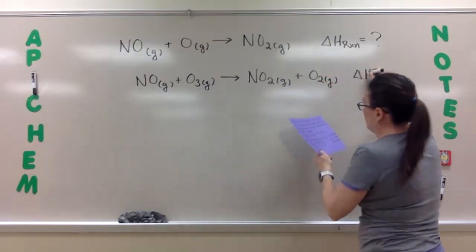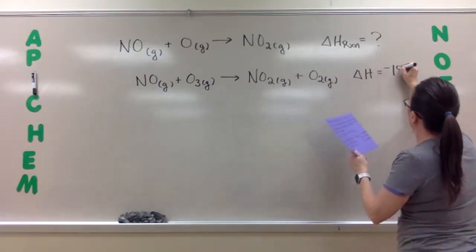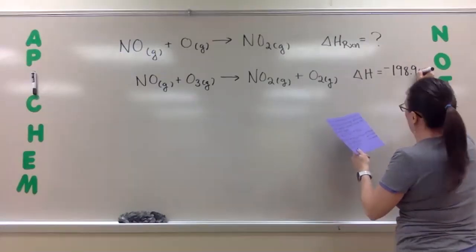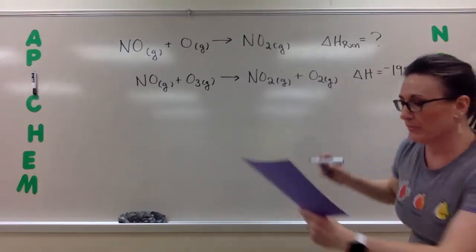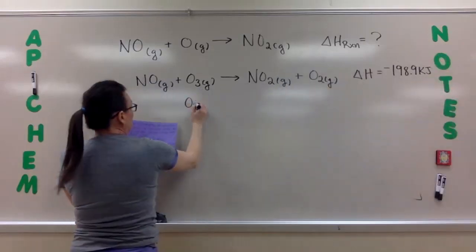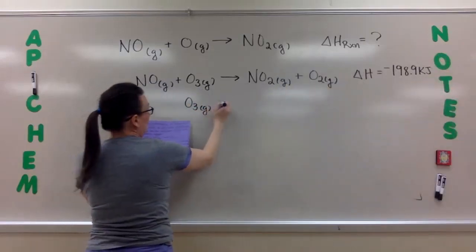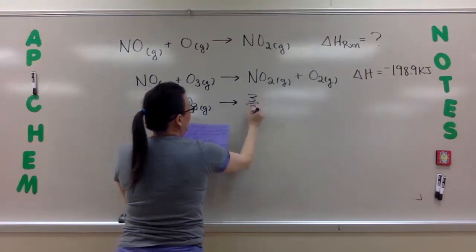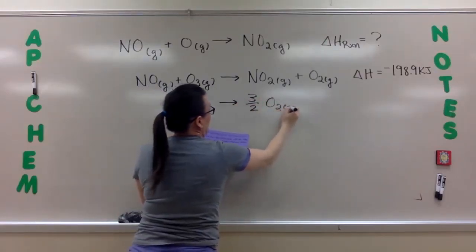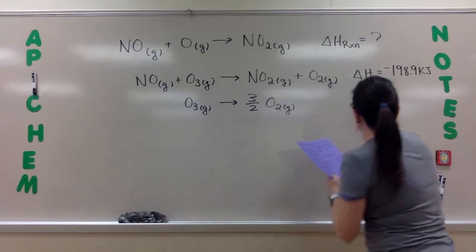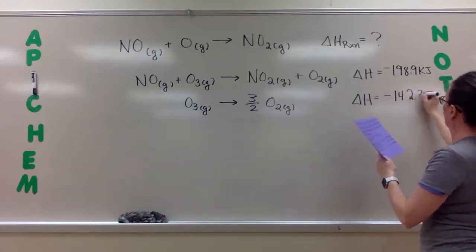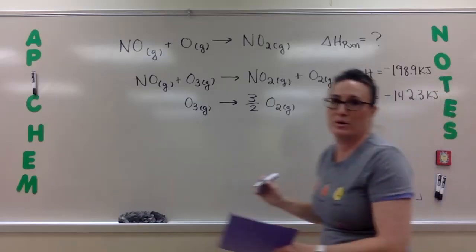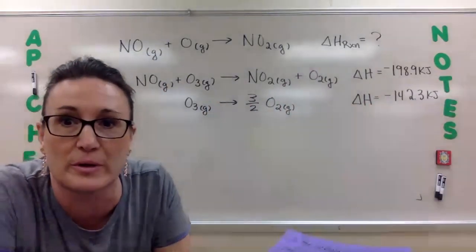And the enthalpy of that change is negative 198.9 kilojoules. Okay, so it's exothermic. Okay, next one. We have ozone. Kind of a fun dot structure to do, but we won't do it. 3/2 oxygen. And then we have negative 142.3 kilojoules. Let me see if I'm writing big enough. Yeah, that's definitely viewable. Okay.